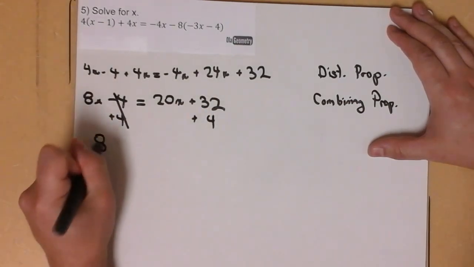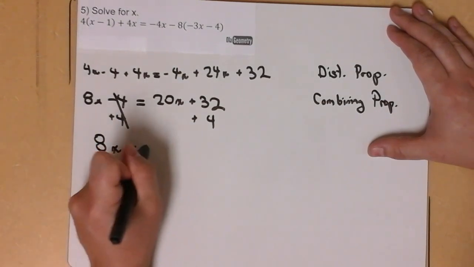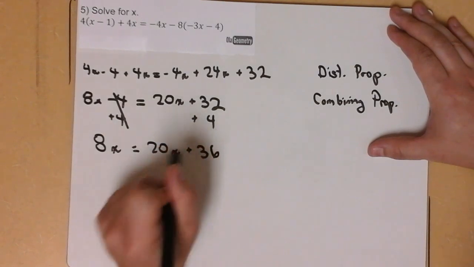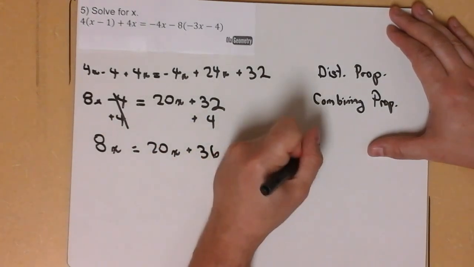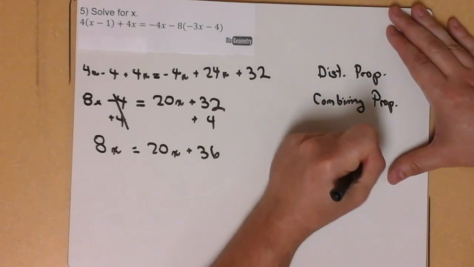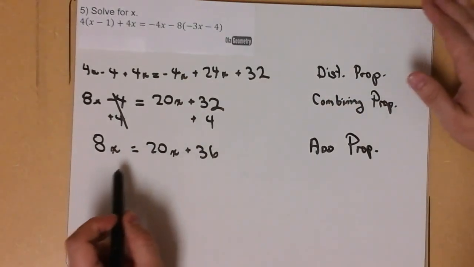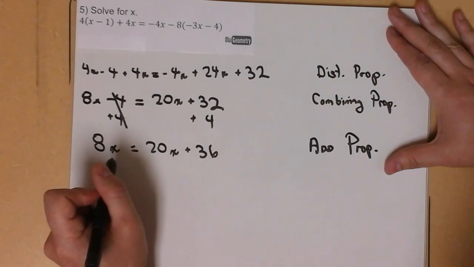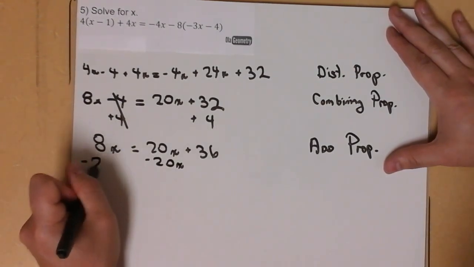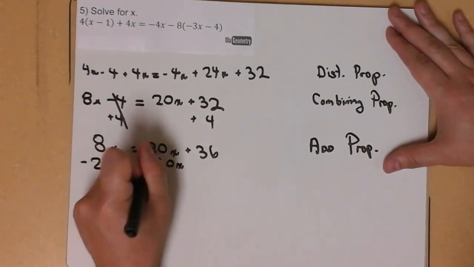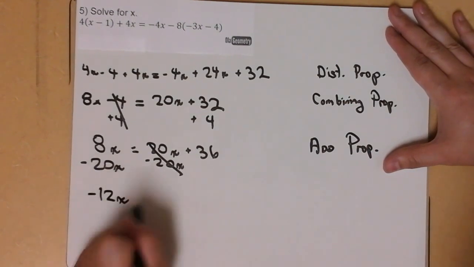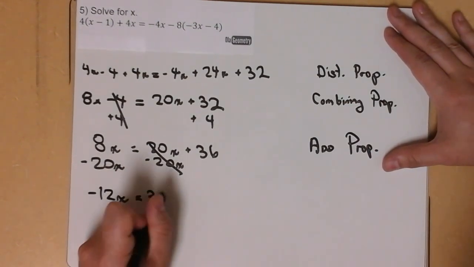And then I'm going to have 8x equals 20x plus 36. And I'm going to say that is the addition property. Next, I'm going to subtract. I guess I will subtract 20x here. I don't like having a negative in front of x, but it's going to happen. So I'm going to get negative 12x equals 36.